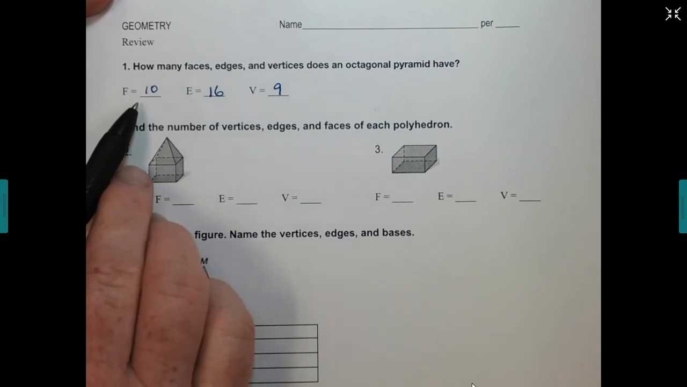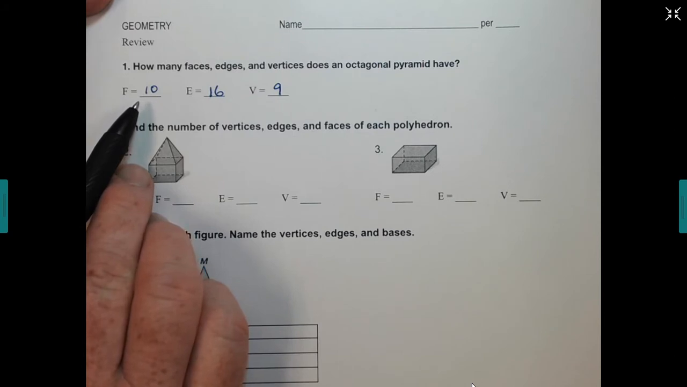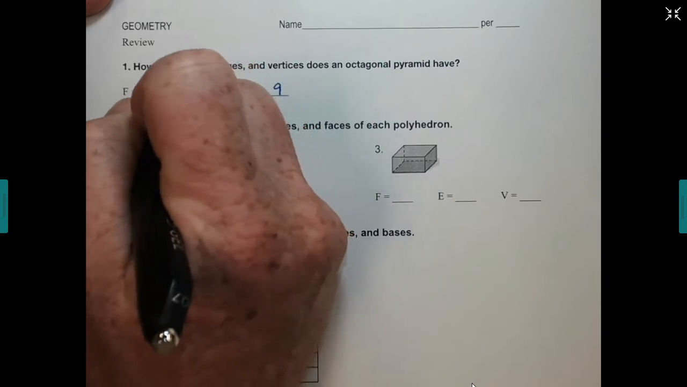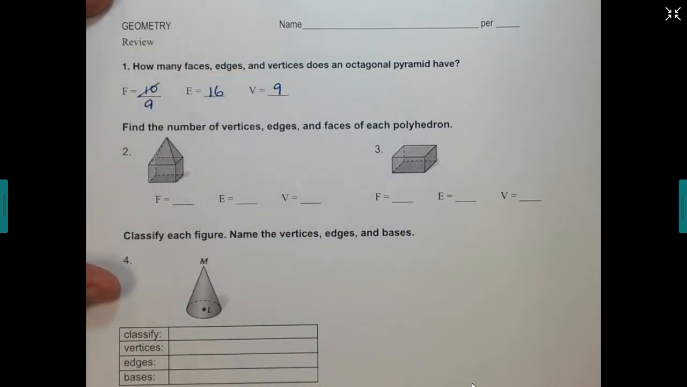Which means I think I have this off. An octagon, 1 on the bottom plus 8. That's got to be 9 also. That was silly. Awesome.